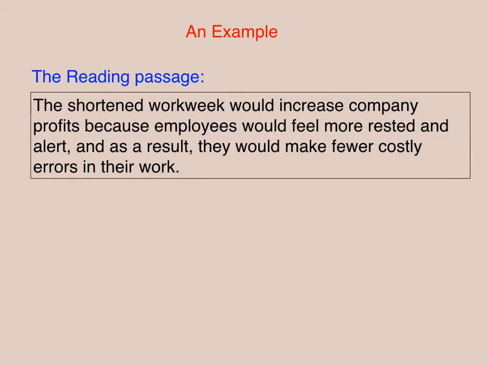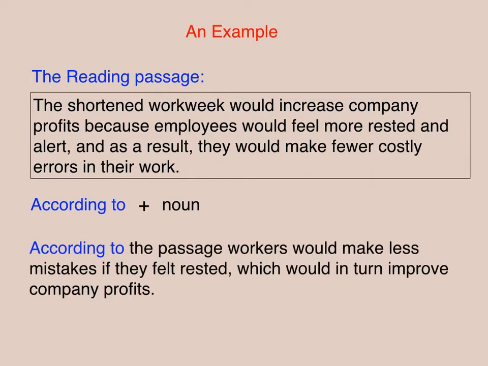The shortened work week would increase company profits because employees would feel more rested and alert, and as a result, they would make fewer costly errors in their work. Now, we want to report on what this just said. One method is to use the phrase according to plus a noun. For example, according to the passage, workers would make less mistakes if they felt rested, which would in turn improve company profits.